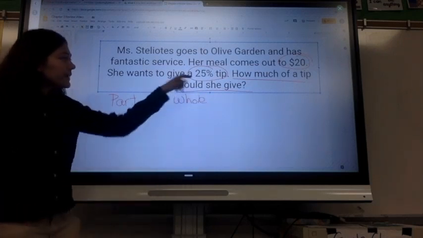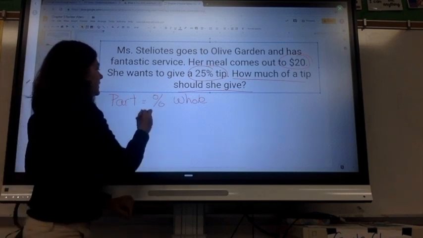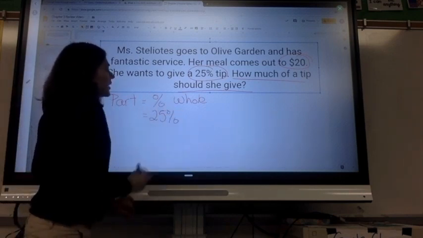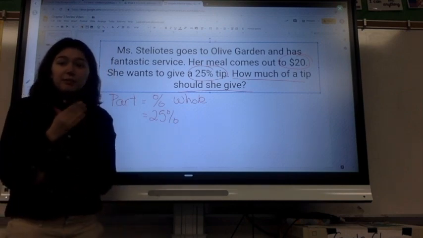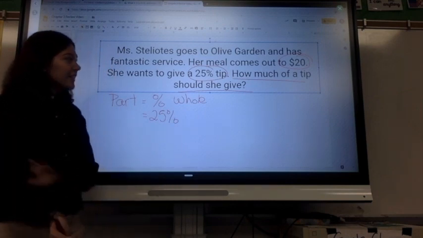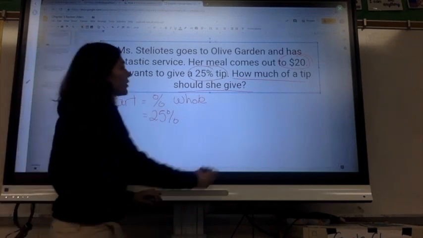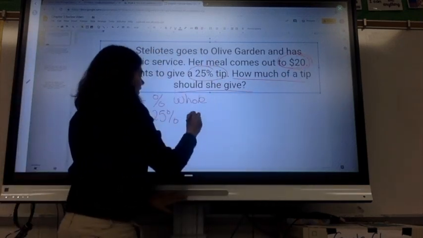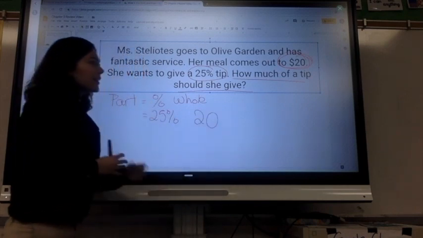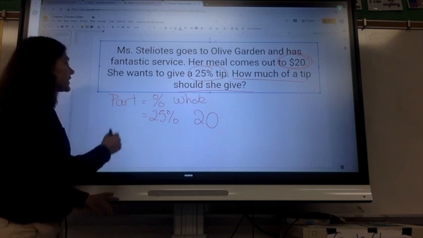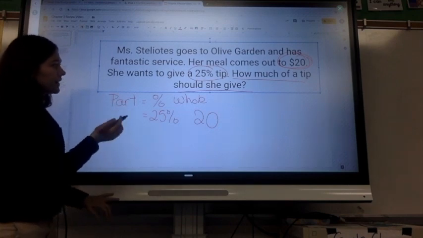The percent is normally the easiest to spot. Our percent is 25%. So we're giving a 25% tip. And then our whole is what that percent is taking of. Right, it's 25% of what? It's 25% of the meal. Our whole is $20. So that's our whole, it's our original cost. And we're trying to find the part. The part in this case is really that tip.